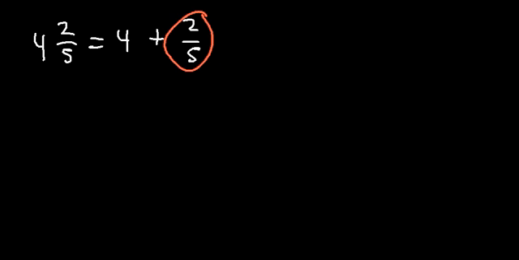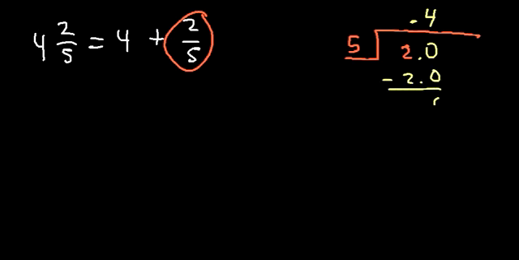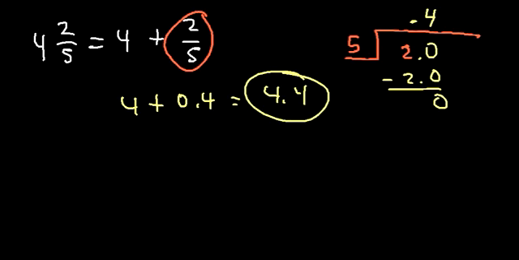So let's say if you want to convert 4 and 2/5 into a decimal. This is basically 4 plus 2/5. What you really have to focus on is just this part and use long division. So let's put the 5 on the outside, the 2 on the inside. 5 doesn't go into 2, so let's add a 0. How many times does 5 go into 20? 5 goes into 20 4 times. If 5 times 4 is 20, 5 times 0.4 is 2.0. And the remainder is 0, so that means 2 over 5 is basically just 0.4. So this is equal to 4.4 as a decimal.